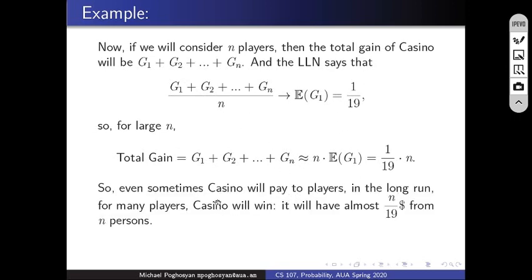So this means that even if sometimes the casino will pay to players, in the long run, for many players, the casino will win. So it will have almost n/19 from n persons.